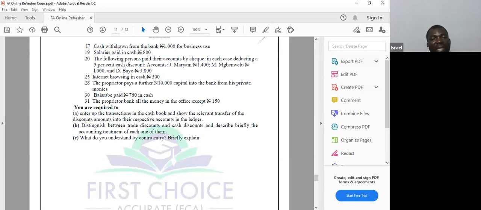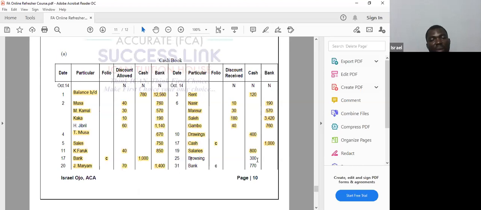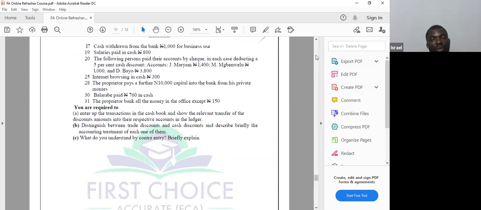Then we now have internet browsing in cash. Internet browsing in cash means that cash is the one giving how much? 300. Now you reduce cash with browsing. The purpose is for browsing. So we reduce cash account by posting it on the credit side.